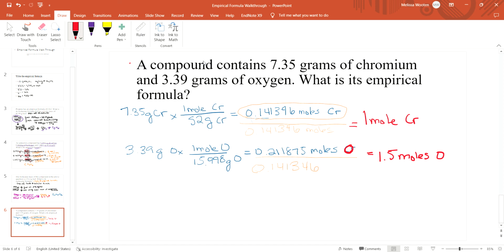Well, the best way to get any number that has a 0.5 in it to a whole number ratio is to multiply by 2. So what we do to that one, we have to do to this one. So we're going to multiply both things by 2. And so we get 2 for Cr and 3 for oxygen. So we're going to have Cr2O3 as our answer.